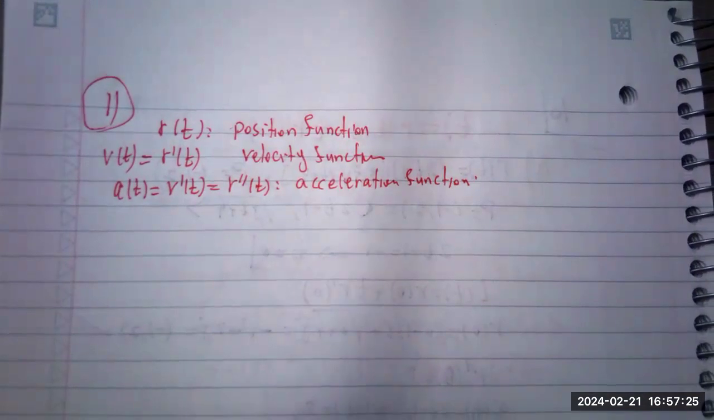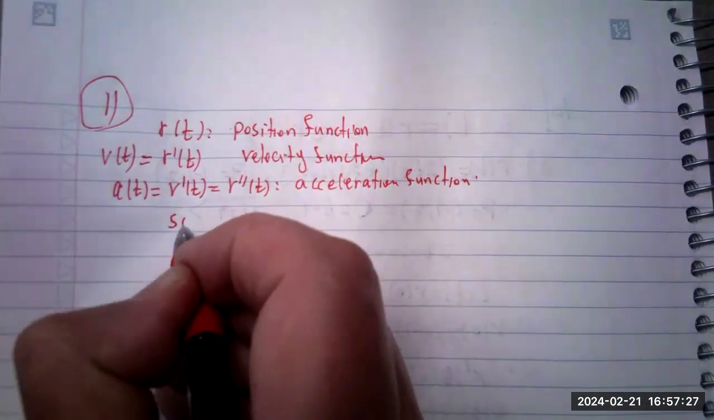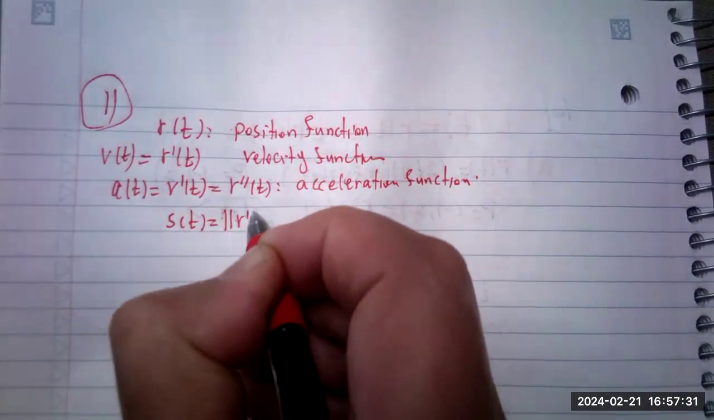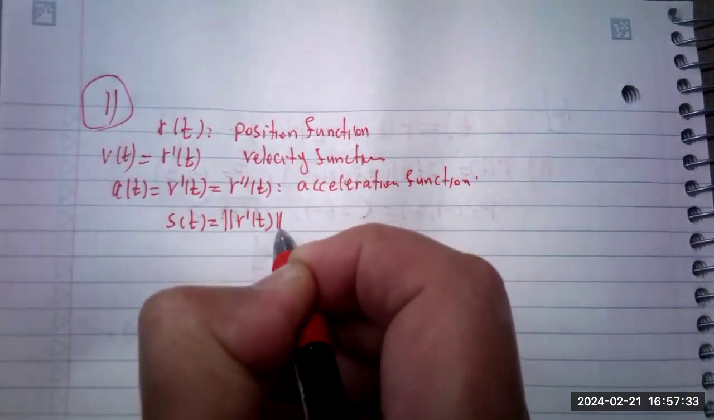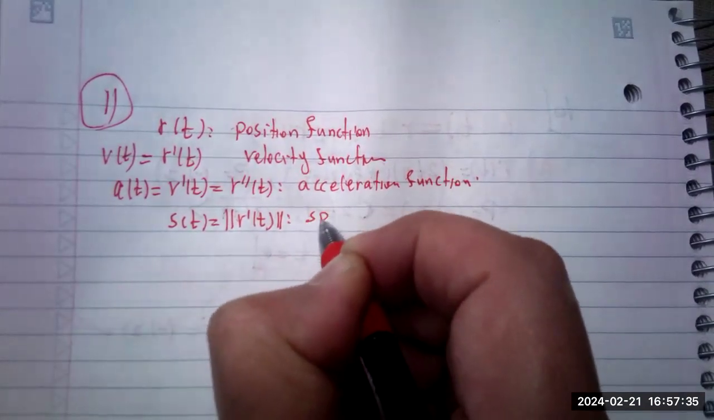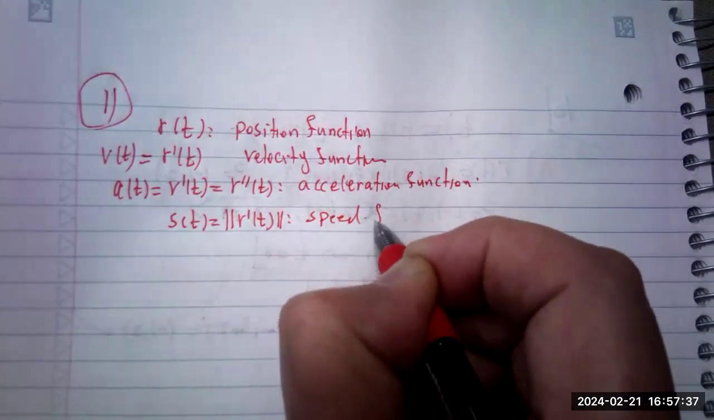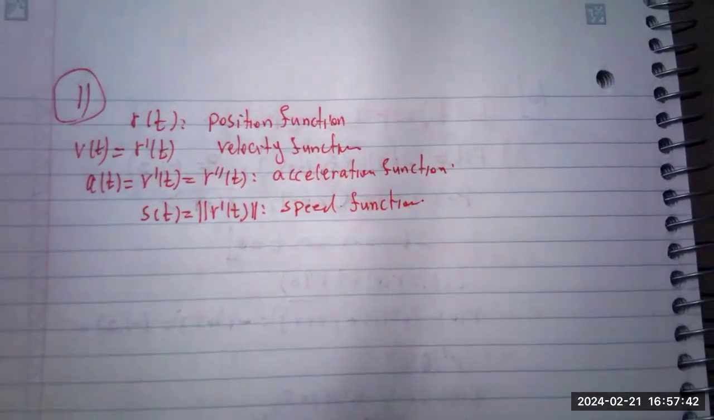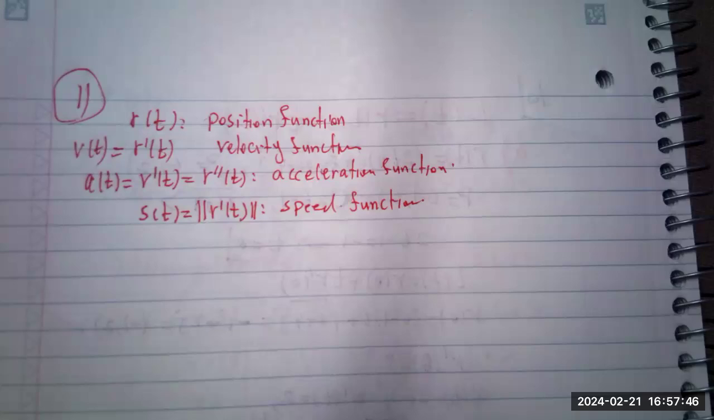Okay, then in the meantime, you have the speed s of t. S of t is going to be the norm of r prime of t, or the v. So it's going to be a speed function. Okay, so there are kind of two different questions on this one.